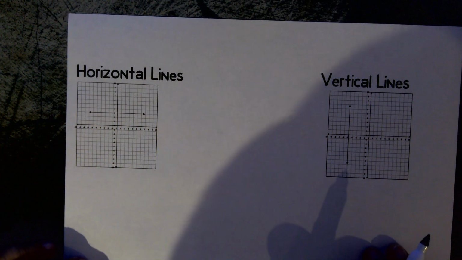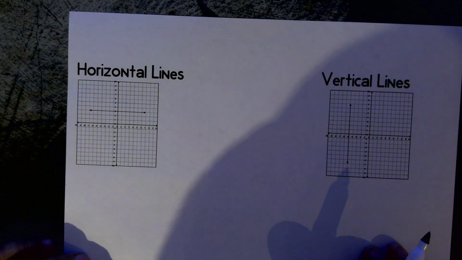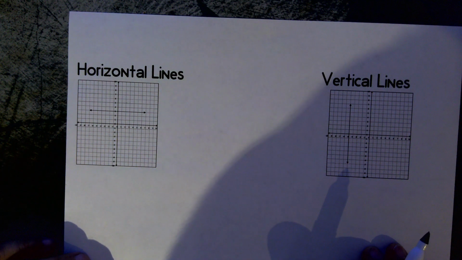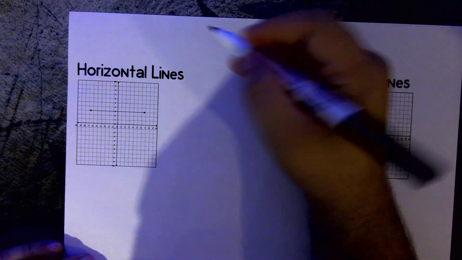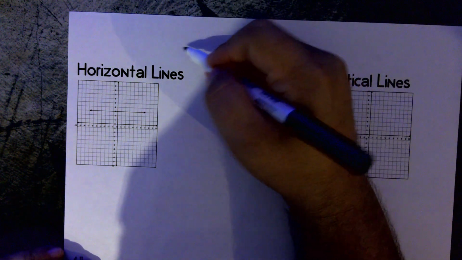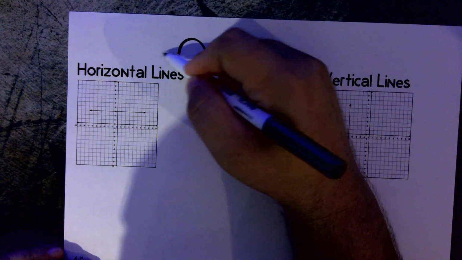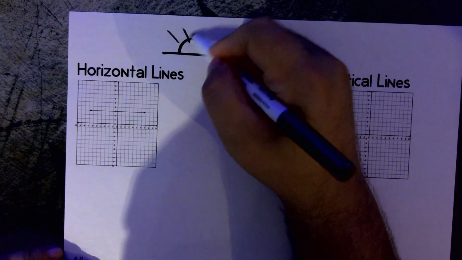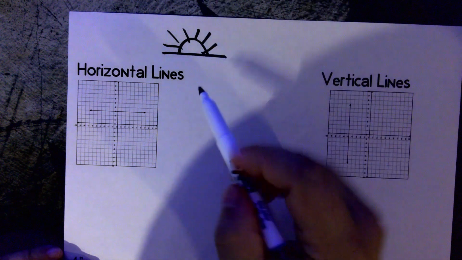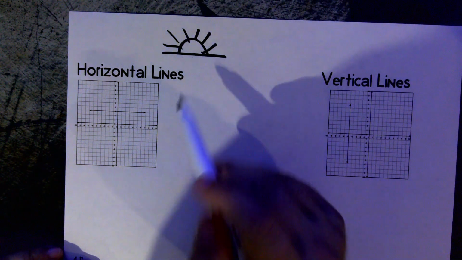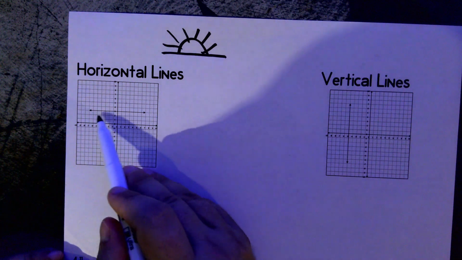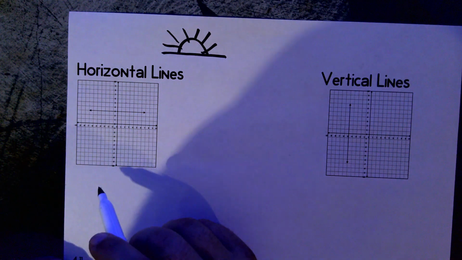Okay, so we've got horizontal and vertical lines, and we got to remember what each means. The easiest way to remember horizontal line is when you look at the horizon. When the sun comes up, the sun is going to look something like this, right? And this line that cuts the sun in half, it's called the horizon because it's a horizontal line. So over here, we can see that this is a horizontal line.